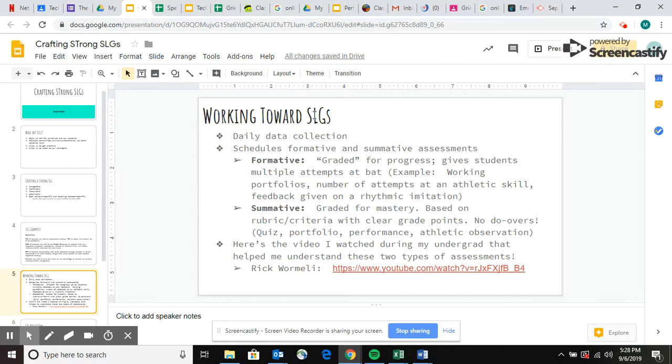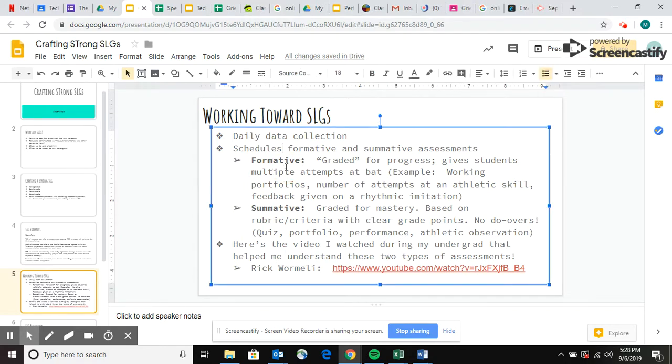So again, back to working toward SLGs, daily data collection. Schedule formative and summative assessments. If you do not know the difference between formative and summative, essentially this means that you should have opportunities for kids to be working toward a goal or giving them a portfolio or a project that they're able to work on, receive feedback, and then go back and revise, and summative assessments. So those should be things like tests, quizzes, projects, portfolios that are one and done, graded, that's it. That really shows what a kid knows.